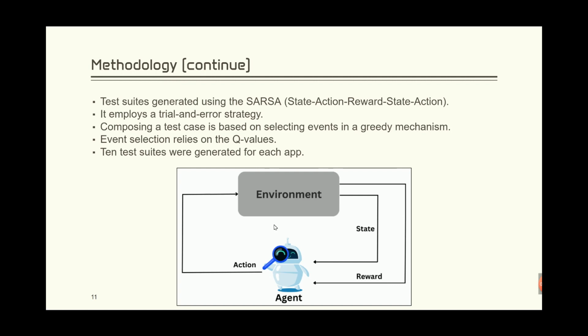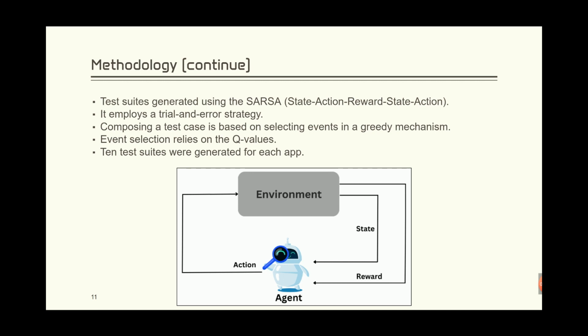To generate a test case, it relies on selecting events in a particular state of the application based on a greedy mechanism. The SARSA agent receives a positive reward for executing potentially good events and a negative reward for taking potentially bad events based on the action value function, which is commonly known as the Q function. The Q value of events is high when the event is never selected and decreases gradually after every selection.